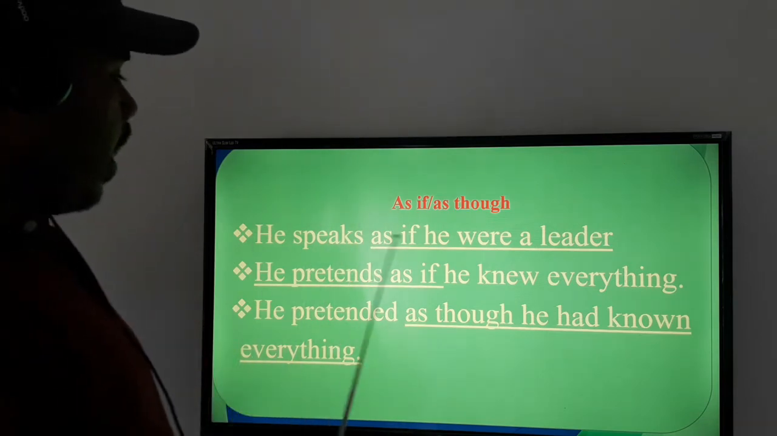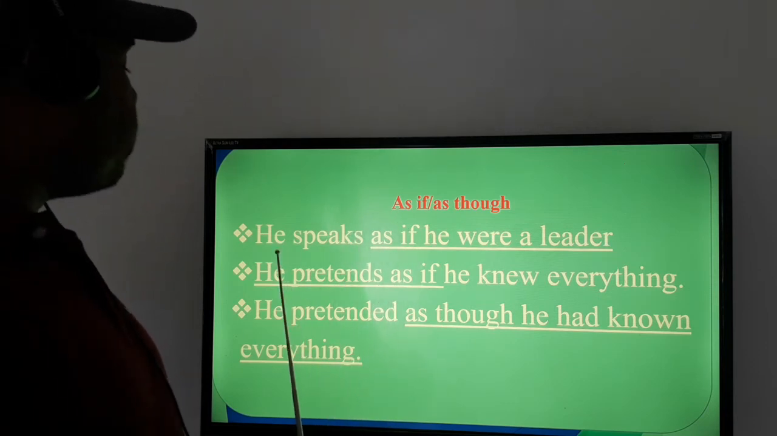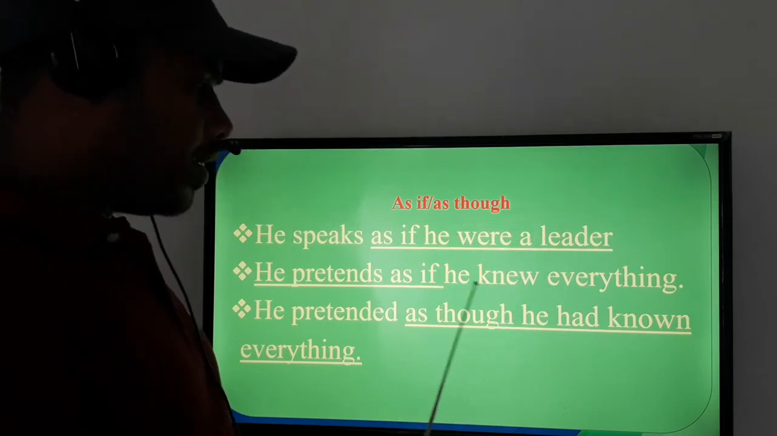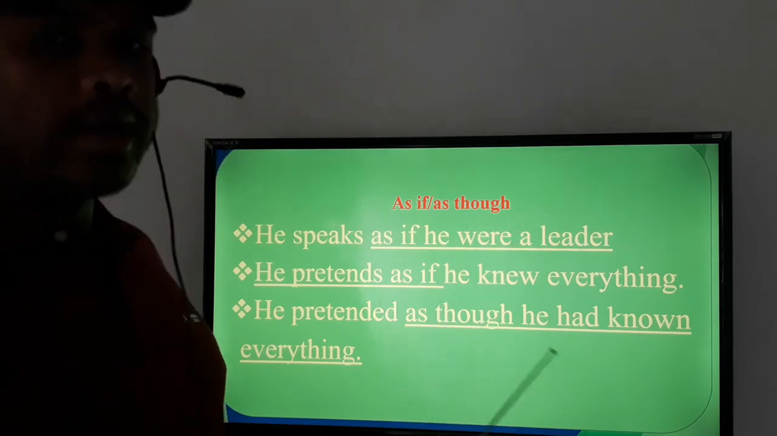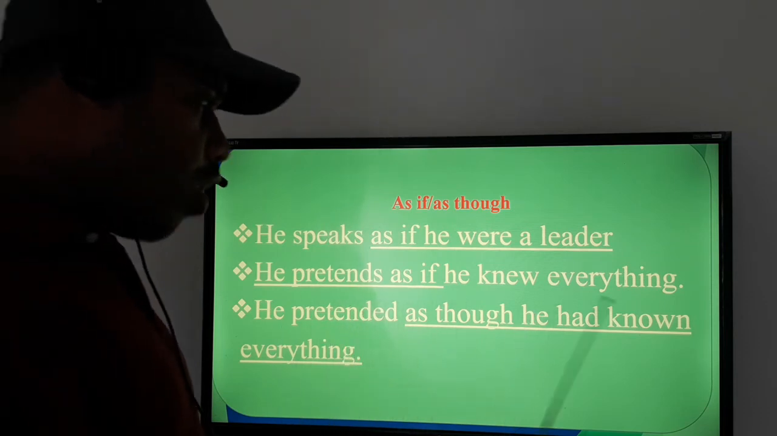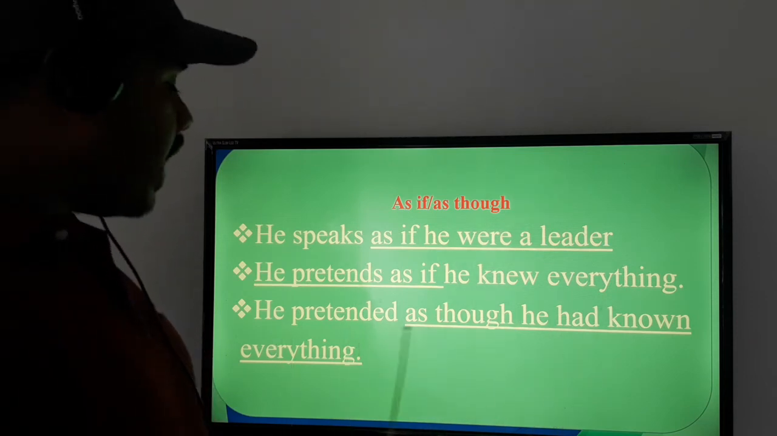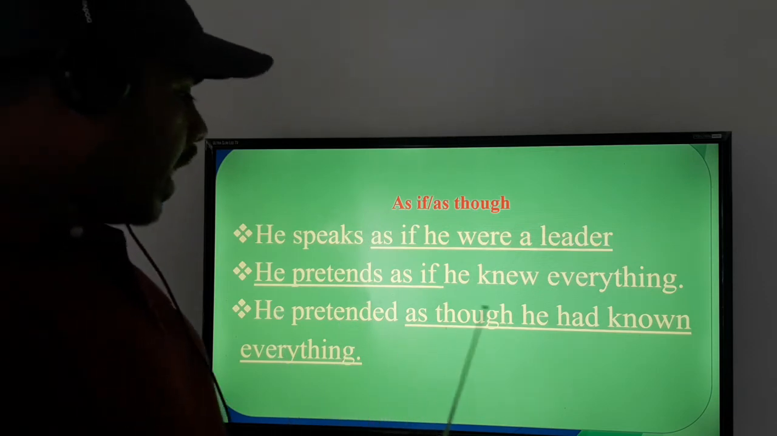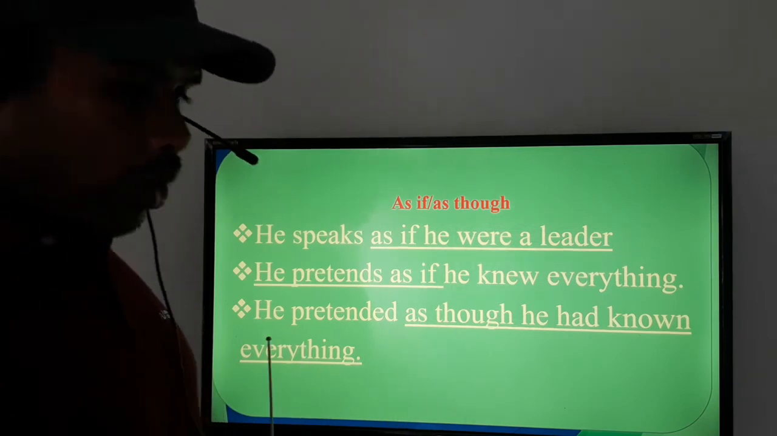Dear students, as though, as if, it works as a conjunction. And if the first part is present indefinite, the next clause should be past indefinite. Okay, have a look: knew everything. Or if we use a to be verb, you have to put were. And if it is in past indefinite, then you have to convert the latter one to past perfect. That means, he pretended as though he had known everything. Is it clear? He pretended as though he had known everything. Okay?